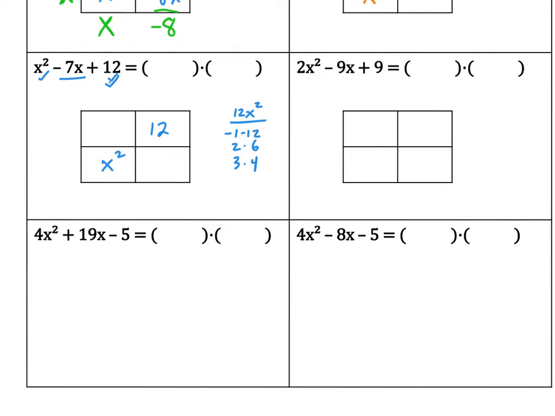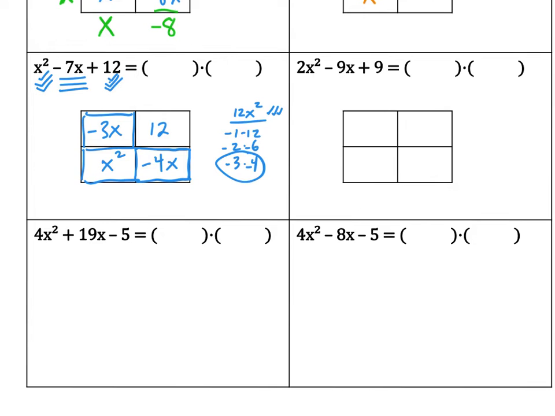So the only way to get some negatives is if we did double negative. Negative 1 times negative 12 would get me back to positive. Negative 2 times negative 6 would get me back to positive. Negative 3 times negative 4 would get me back to positive. So I think if I use negative 3x's and negative 4x's, that I will get those negative 7x's. Let's double check. Do I have x squared? Yes, I do. It is in that box right there. Do I have negative 7x's? I do. I have negative 3 there and negative 4 there, which is negative 7.